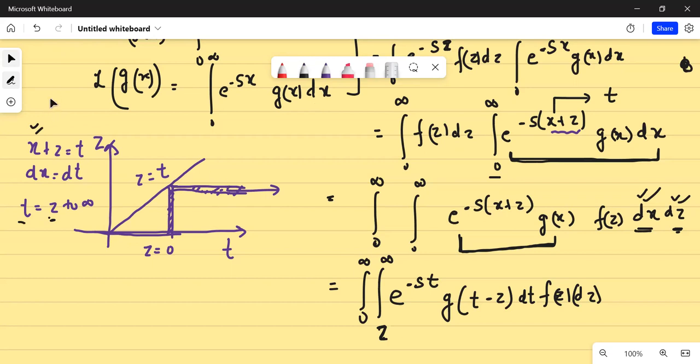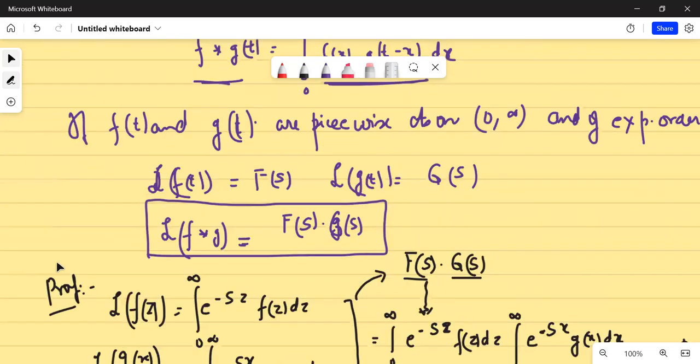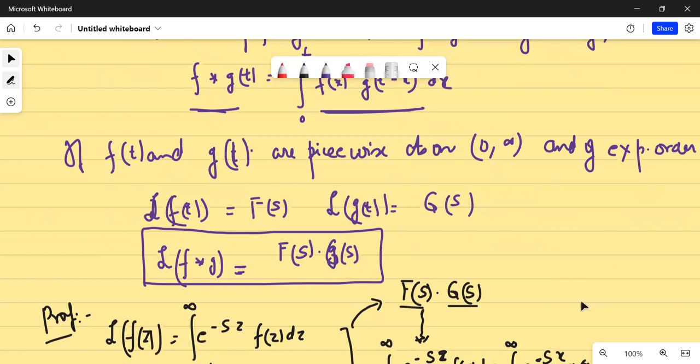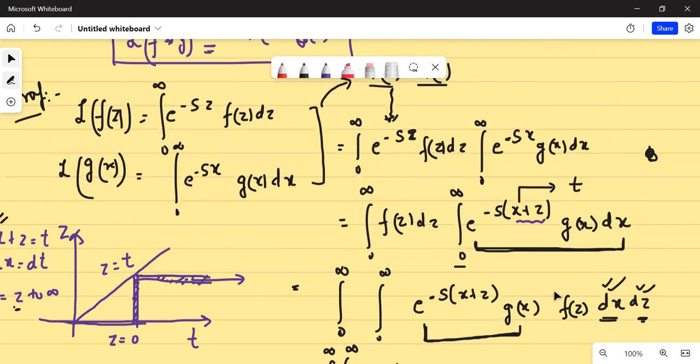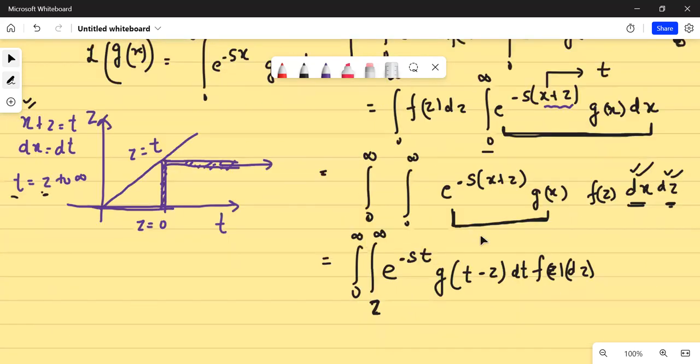So, what I'm trying to explain is that I want to derive this convolution theorem, and I will change the order of integration, but first let us write it in an elegant manner. So, this is the most elegant thing that I have written. So, I'll change my order of integration. So, see, here t varies from what? Here your t varies from z to infinity, right? So your t varies from z to infinity.